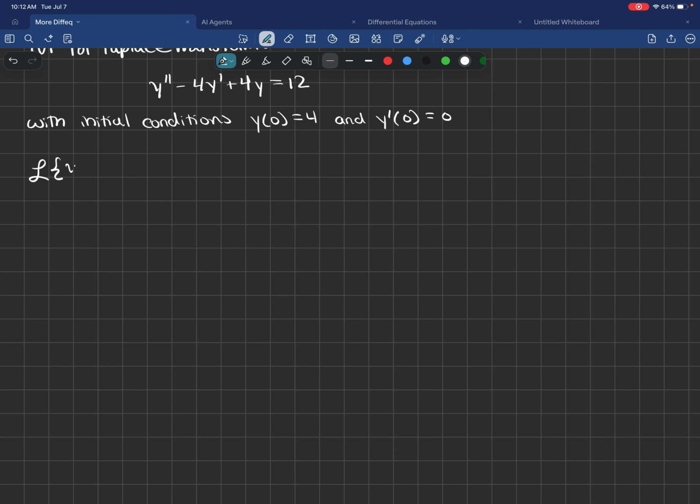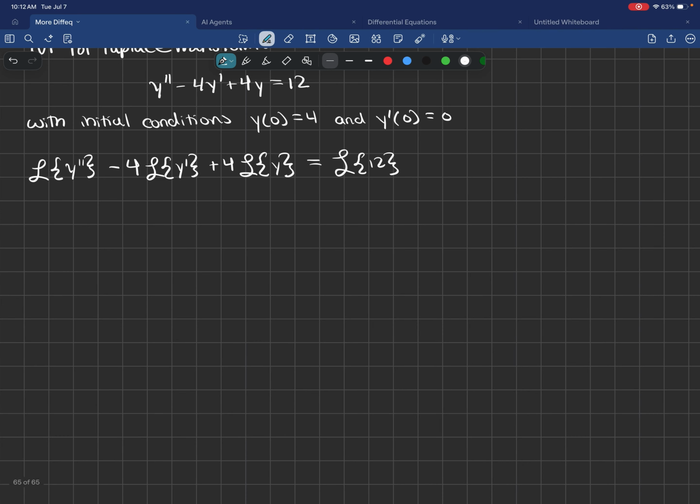So Laplace of y double prime minus 4 Laplace of y prime plus 4 Laplace of y equals the Laplace of 12.